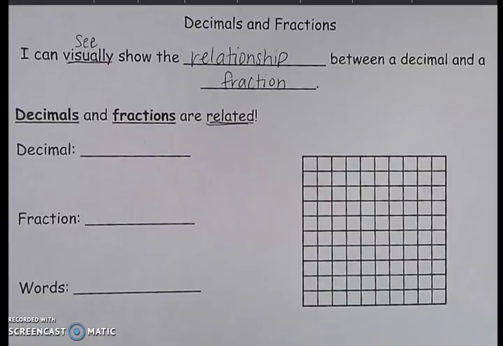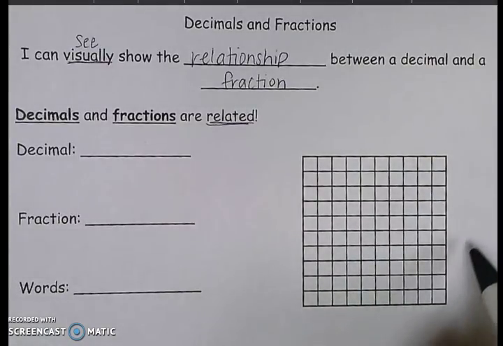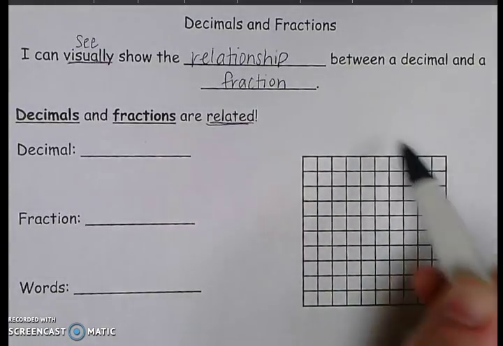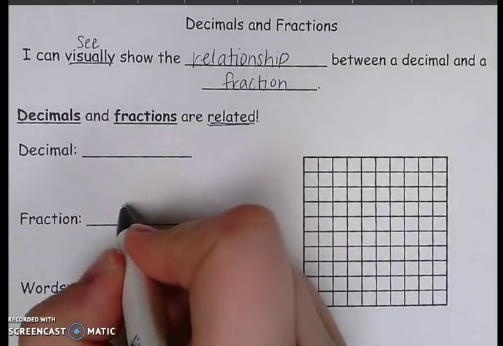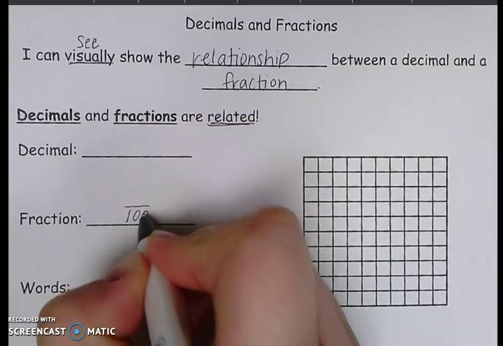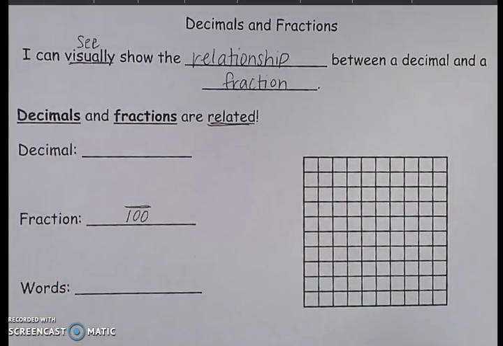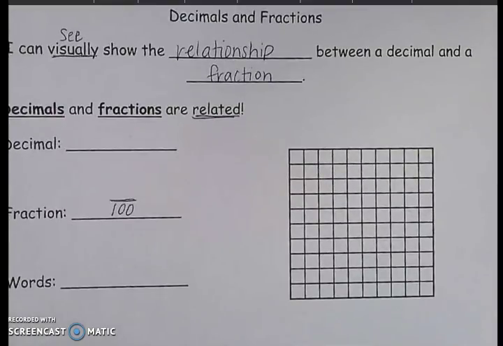So here I've got 100 squares here. So let's think of this as a fraction. So I know the total I have here is 100. So the total is always my denominator. Now I'm going to shade in 46.